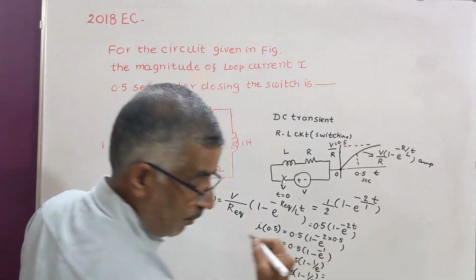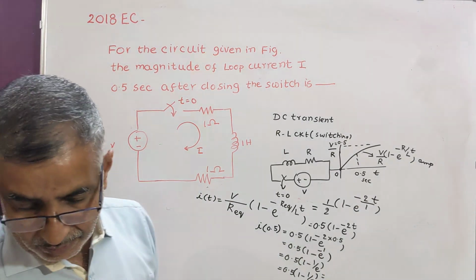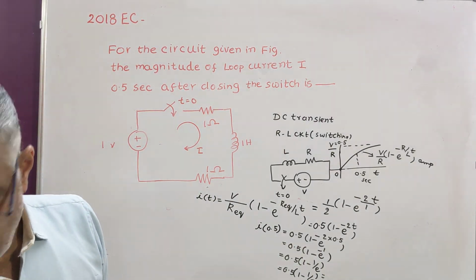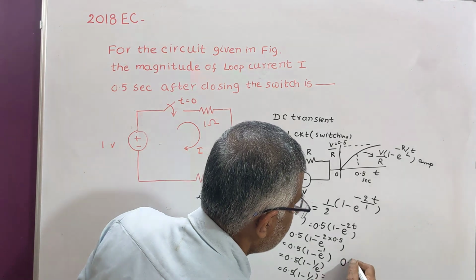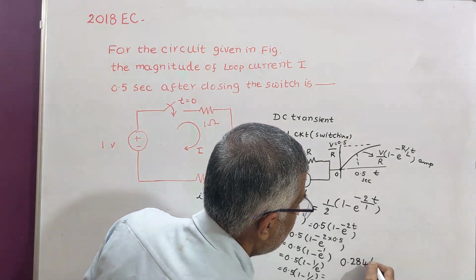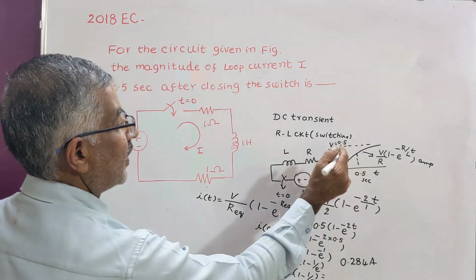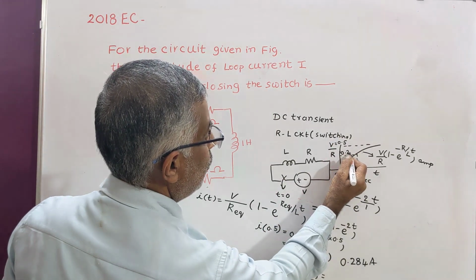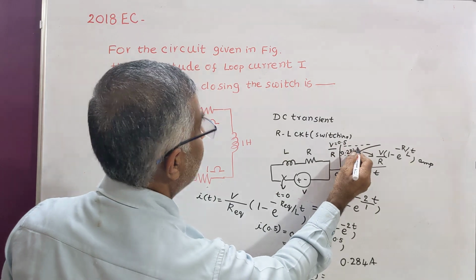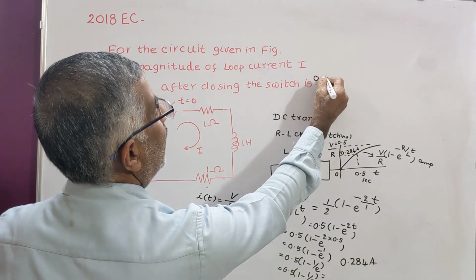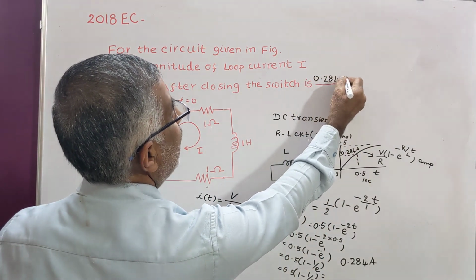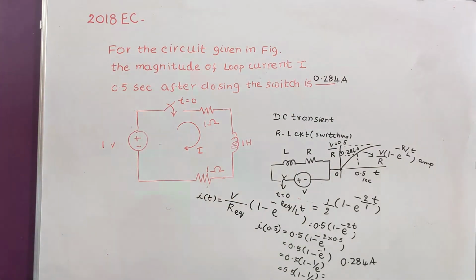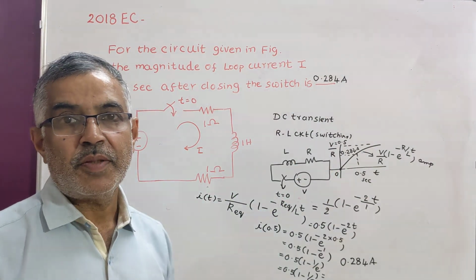If you calculate, it comes to around 0.284 amperes. So at the end of 0.5 seconds, the current rises to 0.284 amperes. So the answer here is 0.284 amperes. So this is how you have to work out this problem. Thank you.